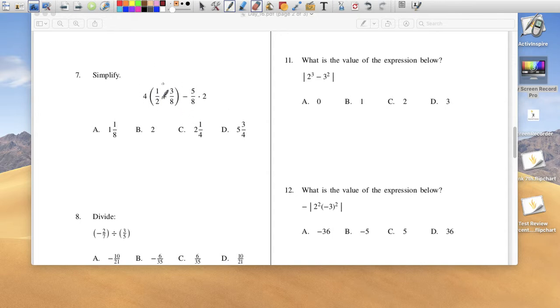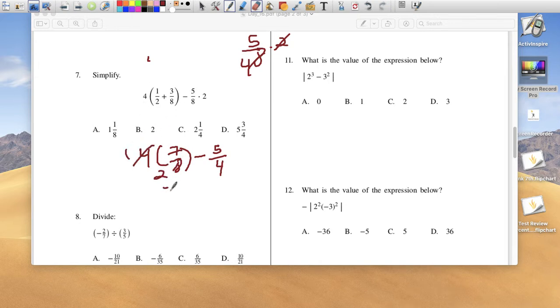Order of operations. Now we're going to add 1/2 plus 3/8. If you have a calculator, please use it. So 4/8. Inside, 1/2 plus 3/8 is 7/8. Minus, and I'm going to multiply this 5/8 times 2, and simplified, it becomes 5/4. Right? Now I can multiply these two, and again, simplify this one with this one, and I get 7/2 minus 5/4.